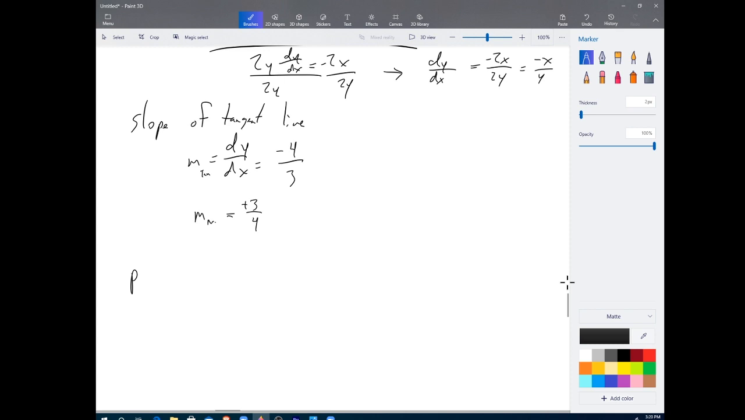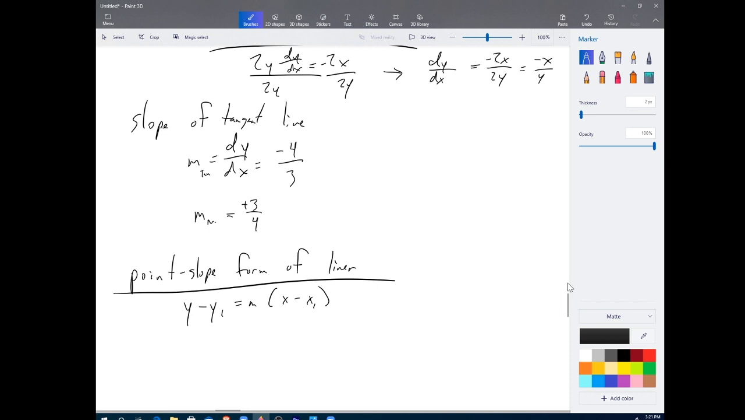And again, I think the point slope form is the easiest form of a line to use. In other words, a linear line, a straight line. And that again is y minus y1 equals m times (x minus x1). What I love about this is I know that my point was the point (4, 3), and I know that the slope that I'm going to use is going to be 3/4. If I take those and plug those in, I'm done. There's nothing else to do.